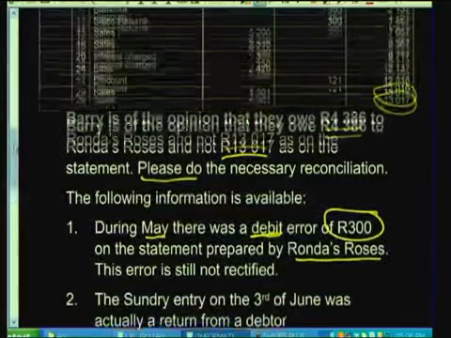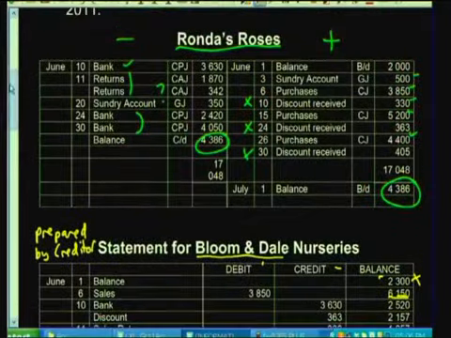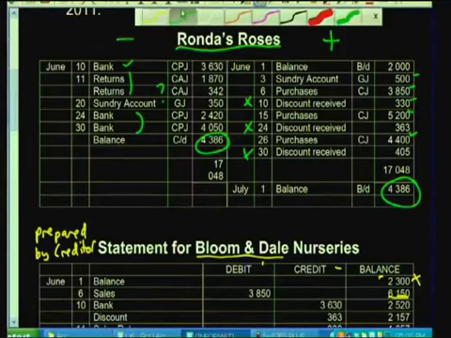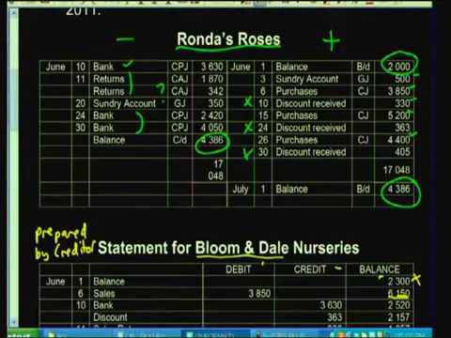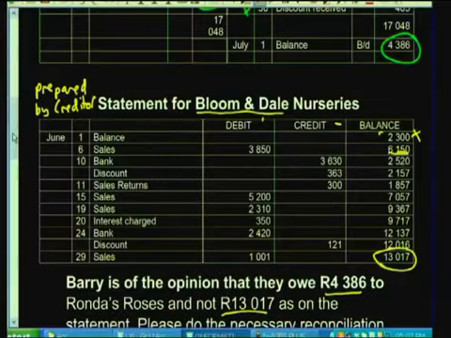They said that this happened during May, so that's going to be the opening balances of these various accounts. You can see on the 1st of June, we thought we owed Rhonda's Roses 2,000 Rand. Remember, the last day of May's balance is brought down to the first day of June. So at the beginning of the month, we thought we owed them 2,000 Rand, but look at what's happened here.